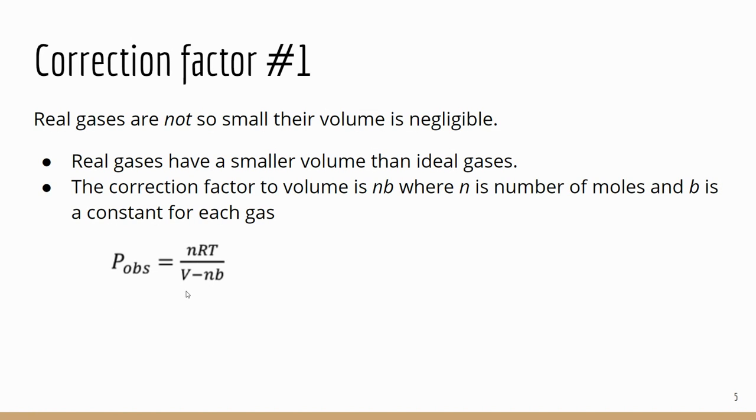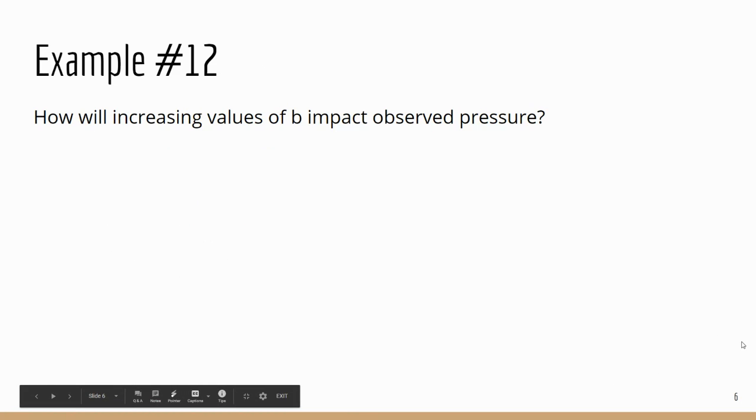They are not so small that their volume is negligible. Real gases, because the gas molecule itself takes up some space, have a volume, meaning the empty space, that is going to be a little bit less. So the higher the value of b, the larger the atomic radius or the molecular radius of the gas particle. Pause here. All right, I'll say the answer out loud in just a couple of seconds. Right, so the higher the value of b, the higher the pressure.